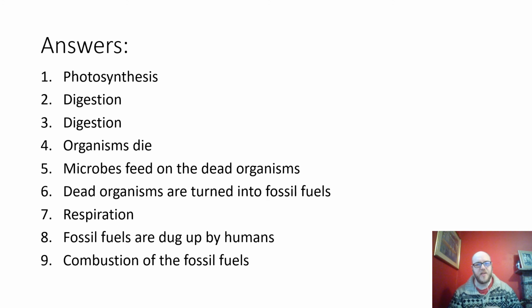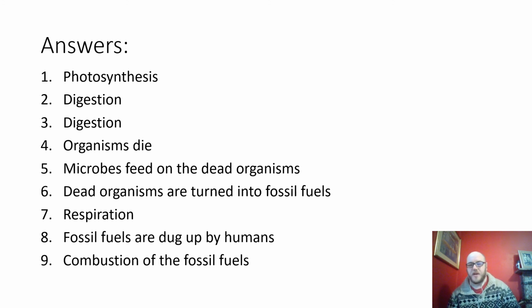The herbivore is then digesting that glucose and then is releasing it by respiration. Number 3, the fox is then eating the little bunny and is digesting the carbon from the bunny. Process number 4 is death. The organisms are dying. And then in process number 5, we have decomposition. The microbes are feeding on the dead organisms. And then number 6, those organisms are being turned into fossil fuels.